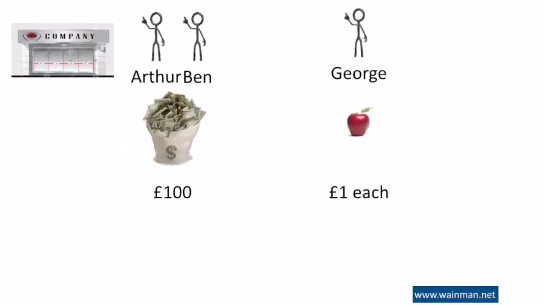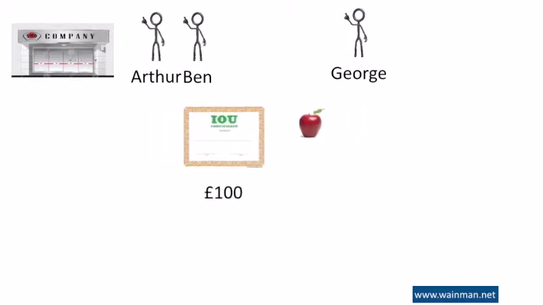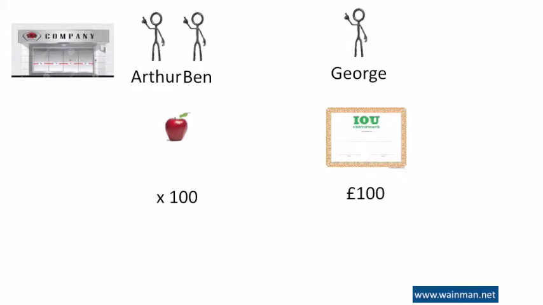So they go back and see George, who is still selling apples for £1 each. Unfortunately, both Arthur and Ben forgot to bring any cash with them. But George is very understanding and says that he will accept an IOU instead. And so Arthur and Ben buy the apples from George with a promise to pay George at some point in the future. Now again, we can ask the question, who owns the apples?